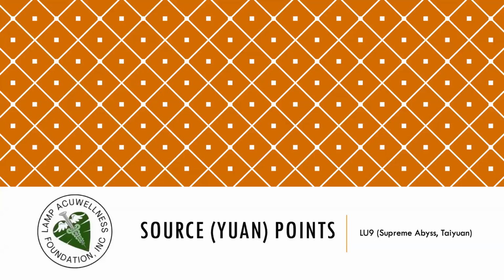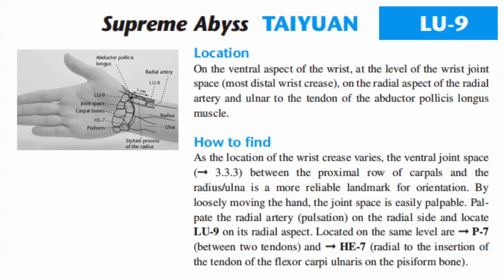Let's now discuss Lung 9, source point. Lung 9 is located on the ventral aspect of the wrist at the level of the wrist joint space, the most distal wrist crease, on the radial aspect of the radial artery and ulnar to the tendon of the abductor pollicis longus muscle. So how to find Lung 9?